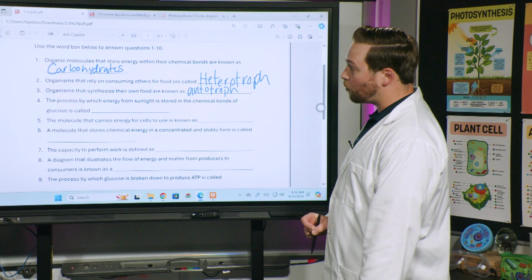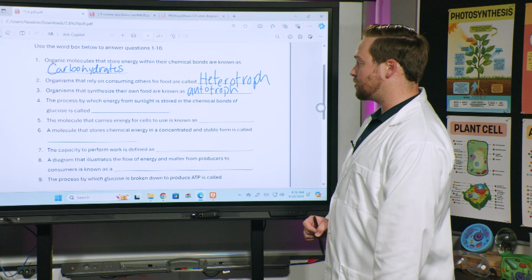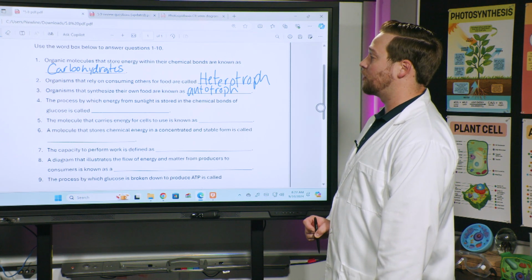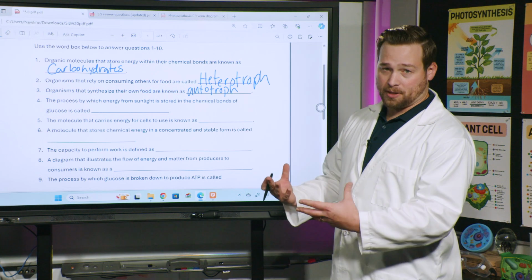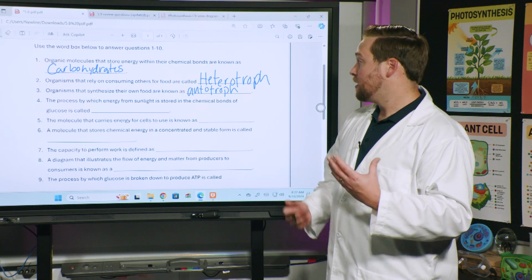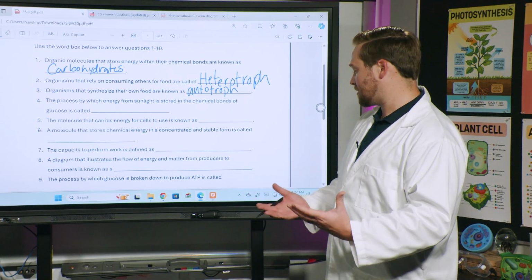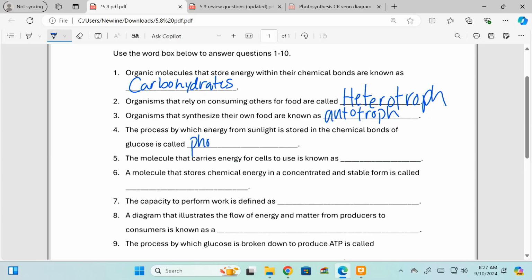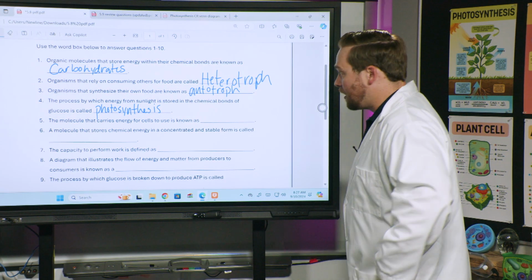All right, next one, number 4, the process by which energy from sunlight is stored in the chemical bonds of glucose. What is that called? Well, what process that we've been talking about uses sunlight to make glucose? Well, that's called photosynthesis, right? All right, photosynthesis. Let's keep it going.